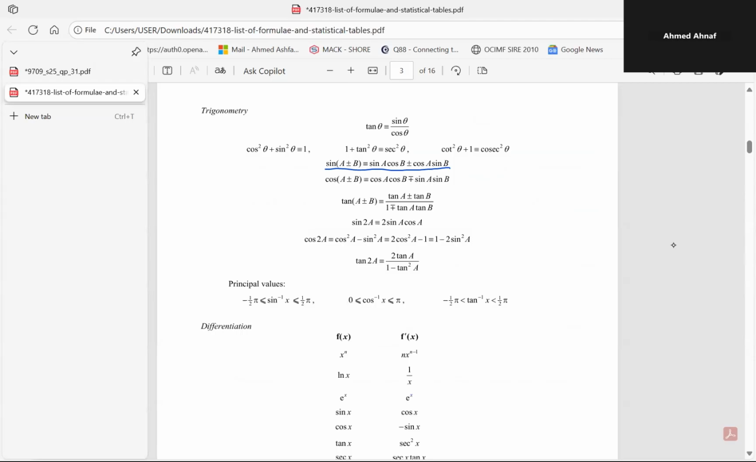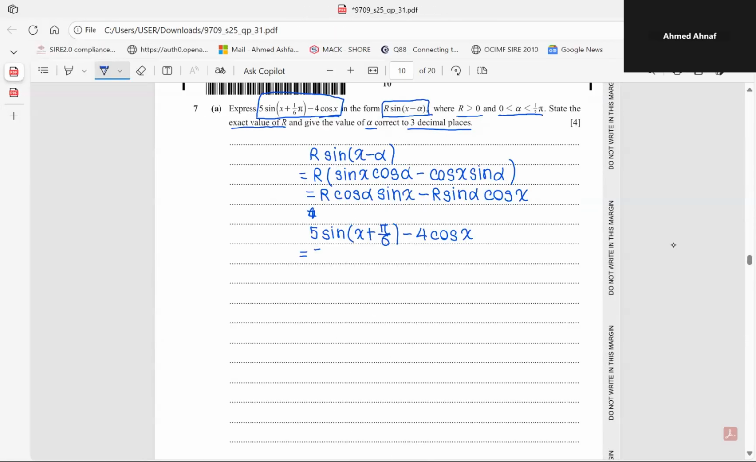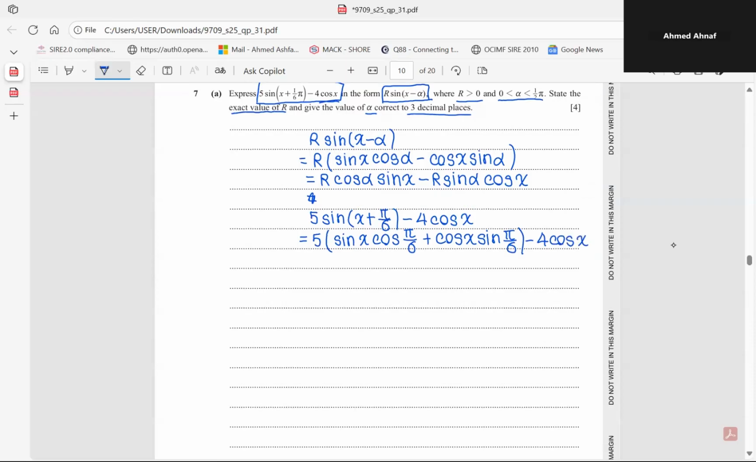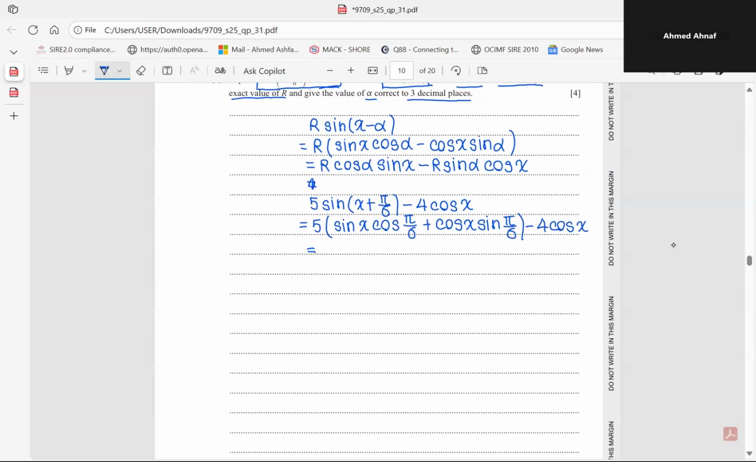So again, we have to use the same formula. Sine A plus B equals sine A cosine B plus cosine A sine B. So in our case, that would be sine x times cosine pi over 6 plus cosine x sine pi over 6 minus 4 cosine x. Okay, so cosine pi over 6, that's square root 3 over 2.